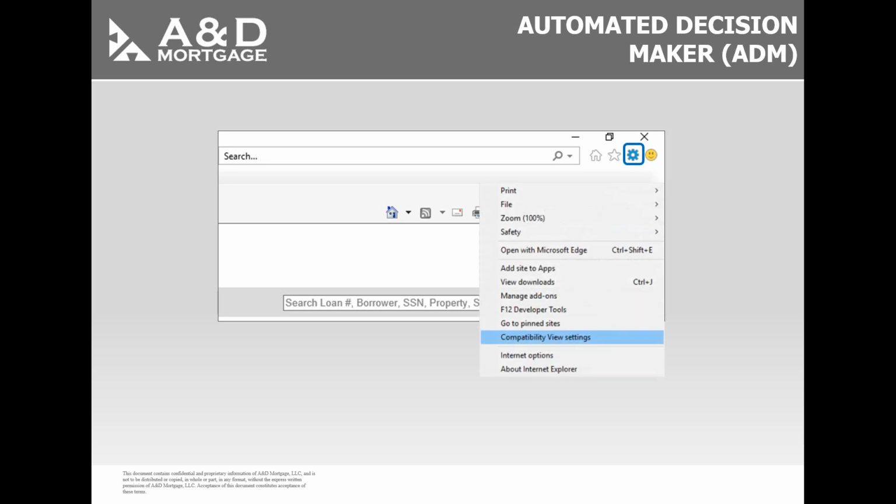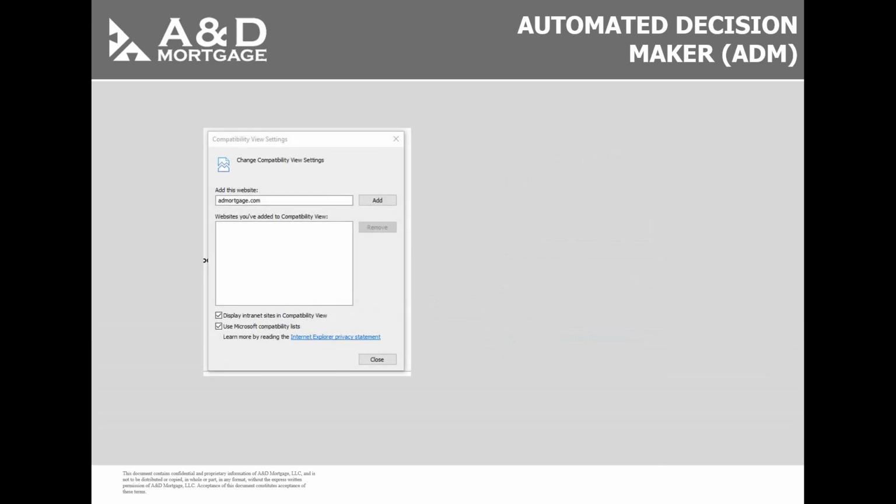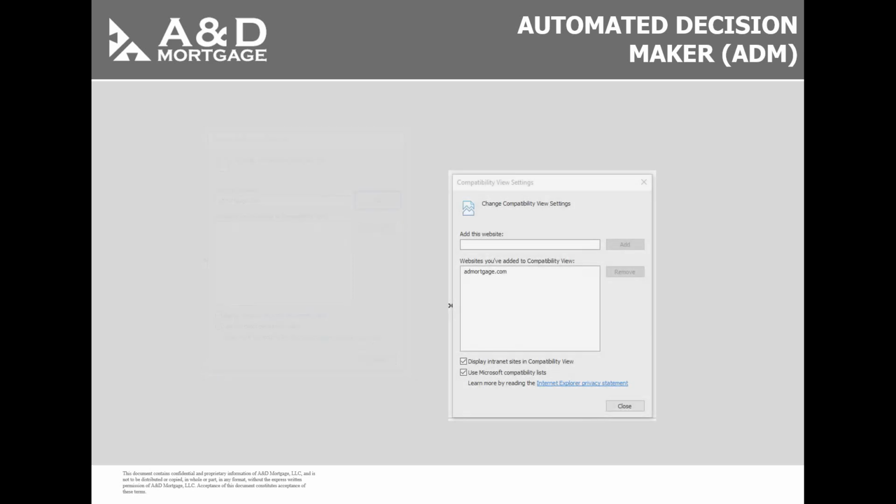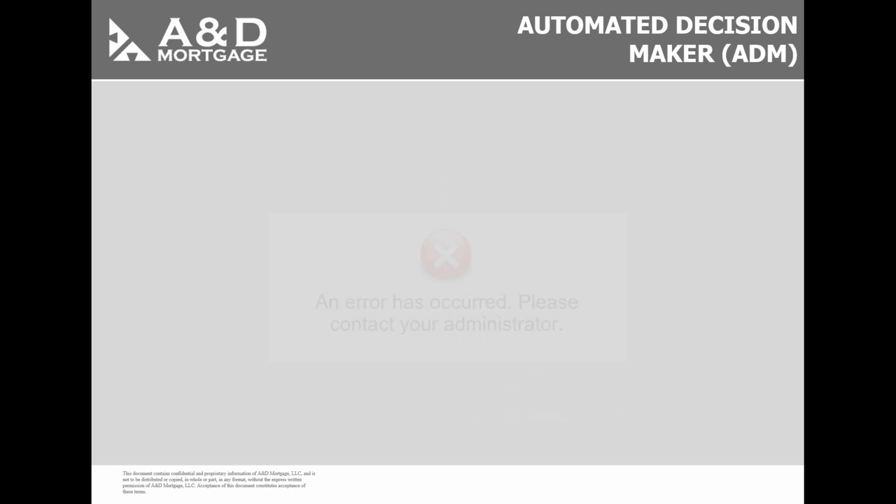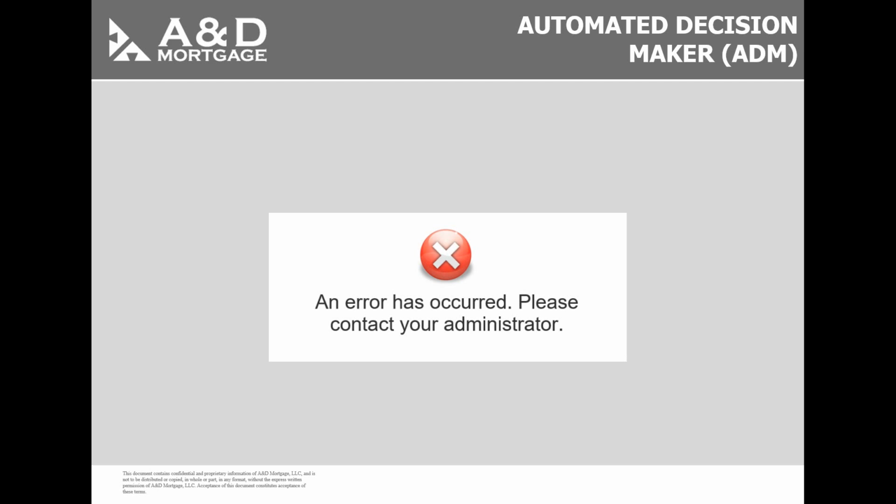Simply go to the settings in Internet Explorer and look for compatibility view settings. You'll get the first pop-up that shows admortgage.com. Click on the add button, and once it has been added, at the bottom of this screen, click on close. Now, once that's done, you may receive an error message such as the one on the screen. This is another easy fix.